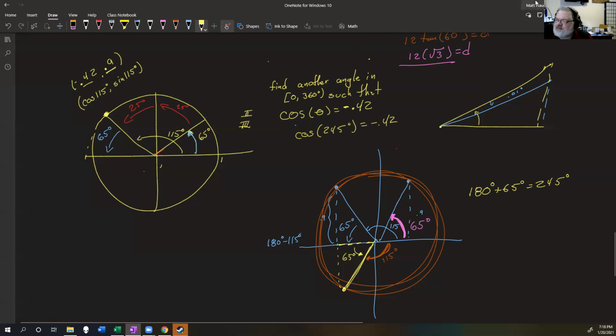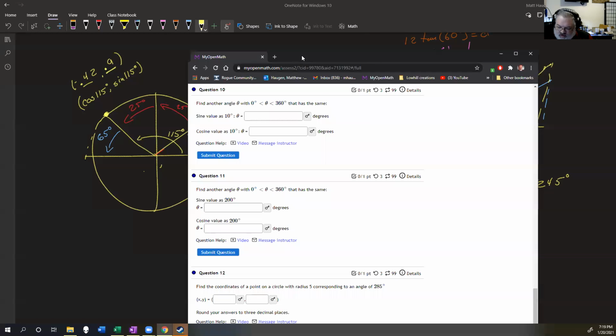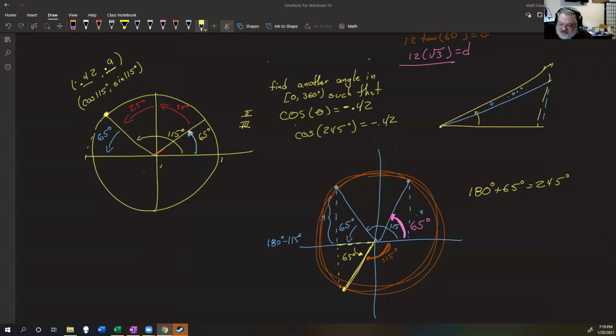Now, I bring this up for 2 reasons. One, you've got some questions on your homework for 5.3 that essentially ask the same question: find another angle that has the same sine value or the same cosine value. We don't actually care what those values are, but find another angle that has the same sine value as 115. Well, we did that. That was 65. You have to start all the way from 0, right? Yes, for those homework problems, measured from standard position.